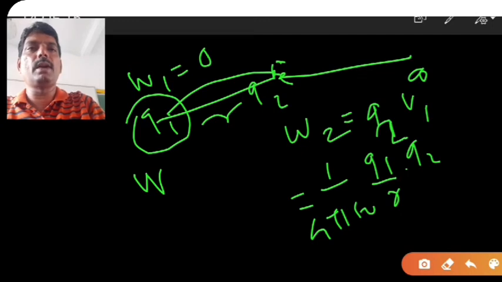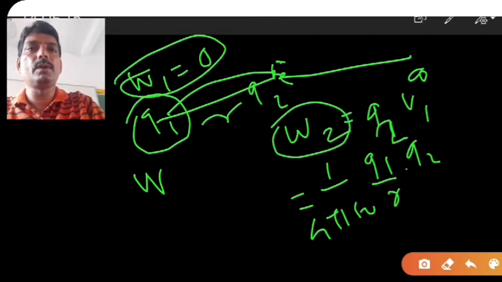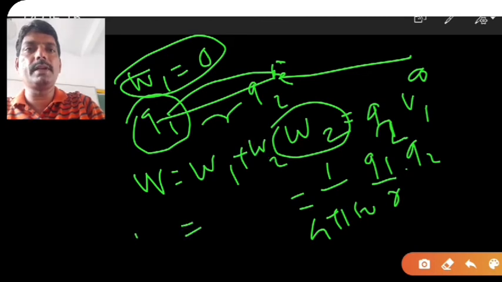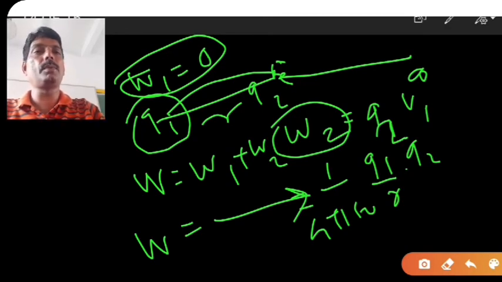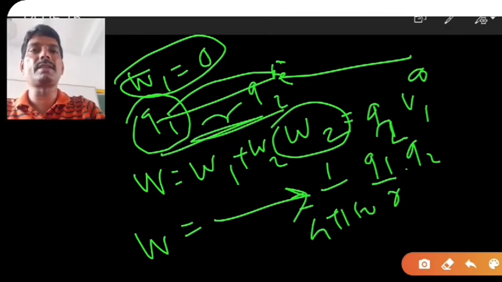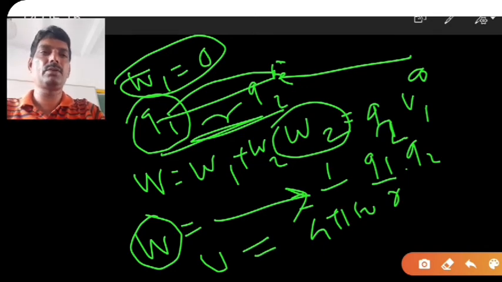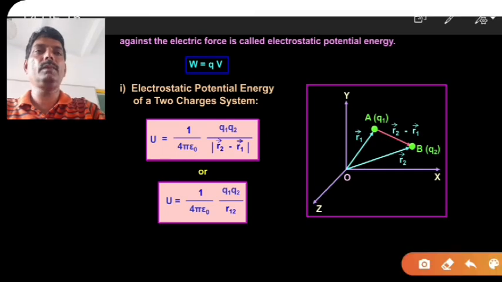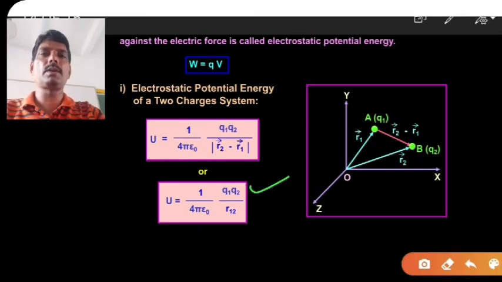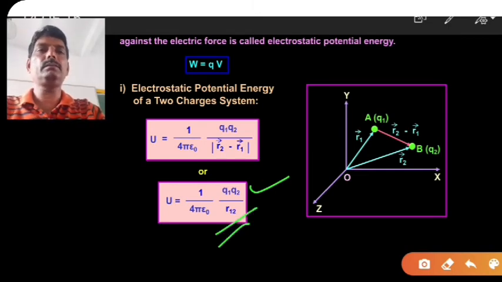So ultimately adding this work done, W1 plus W2, net work done will be 1 upon 4 pi epsilon naught Q1 Q2 upon r, where r is the distance between these two charges. So that is the net work done. This work done is stored as a potential energy U. So friends, I think now you have got this formula, that is U is equal to 1 upon 4 pi epsilon naught Q1 Q2 upon r12. No doubt r12 is the distance between the two charges.